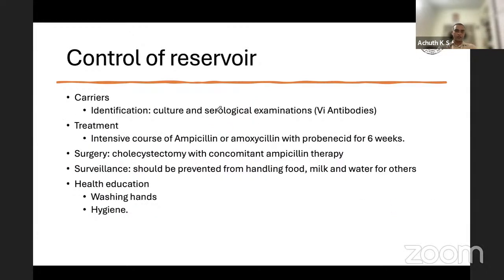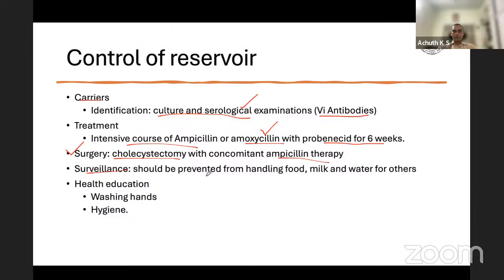Control of reservoir, that is the carriers. Identification by cultural and serological examination, that is detecting Vi antibodies in the serum. Treatment: intensive course of ampicillin or amoxicillin with probenecid for 6 weeks. Add probiotics with amoxicillin to avoid acute gastroenteritis. Surgery, if required, that is cholecystectomy with ampicillin therapy. It is very rarely done.